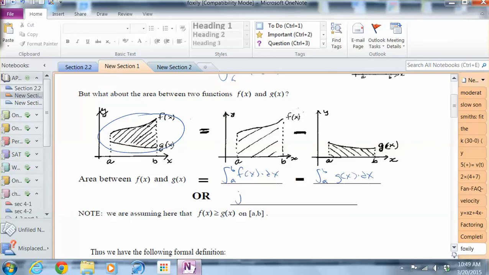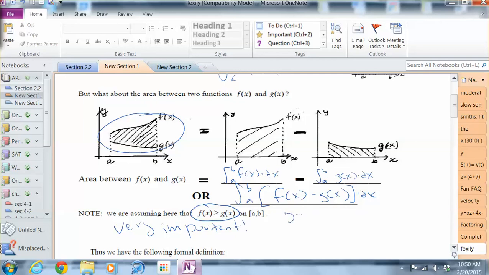So naturally, we could just say that using our properties of integrals, the difference of f of x and g of x, or more specifically f of x minus g of x times dx, if we integrate that from a to b, that'll get us the area between two curves. But we are assuming, very, very important, I cannot stress this anymore, that f of x is always bigger than g of x on a to b.